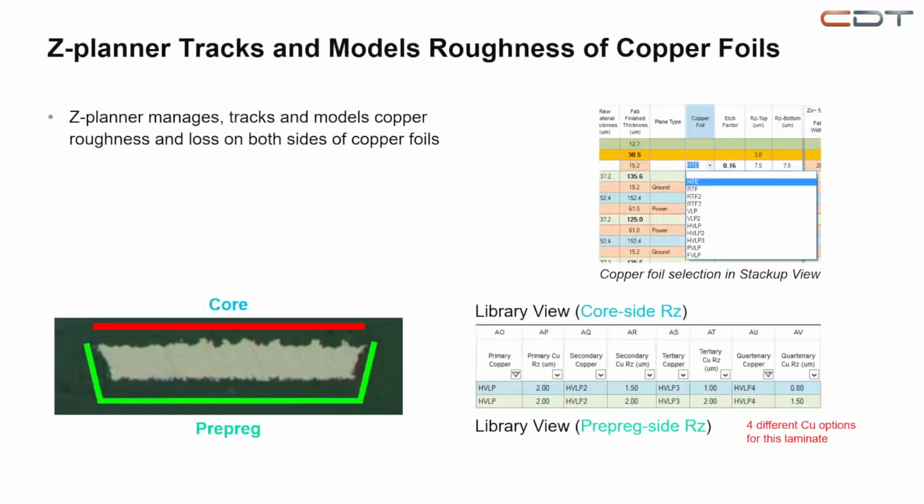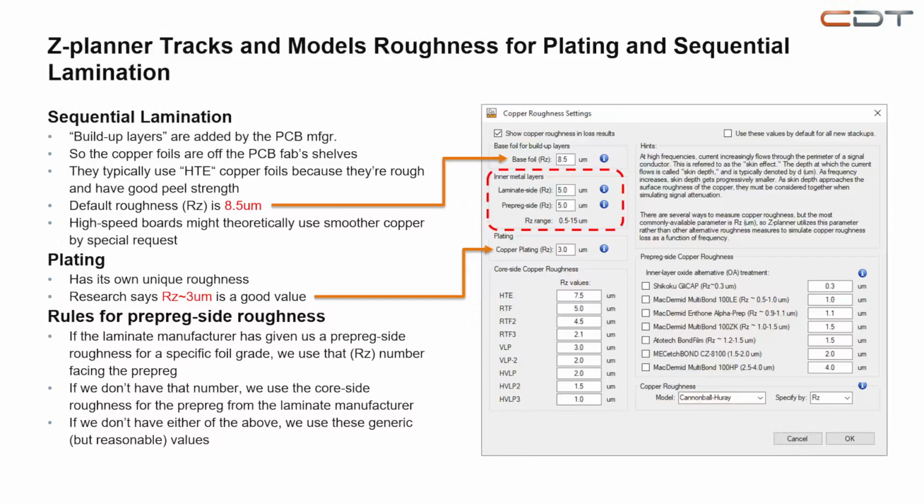So, the planner can actually manage, track, and model copper roughness and loss on both sides of copper foils. Inside the library, you can choose the copper roughness if it's available from the manufacturer. For example, in this case, we have 4 different options for this exact laminate. The planner also tracks and models roughness for plating and sequential lamination. In sequential lamination, take into consideration build-up layers.